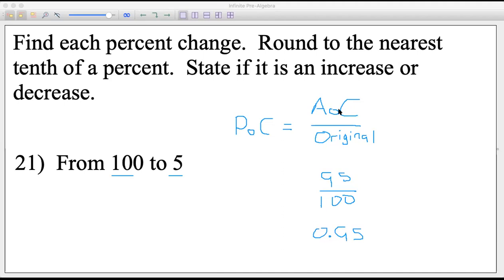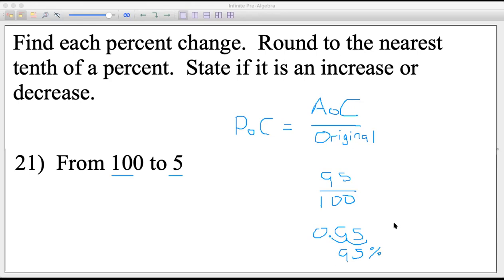Step 1 was plug the numbers in. Step 2 was do this long division. Step 3 is you take this answer and make it a percent. That means move 2 decimal places to the right and add a percent symbol. So if I move it 2 decimal places to the right, I get 95%.